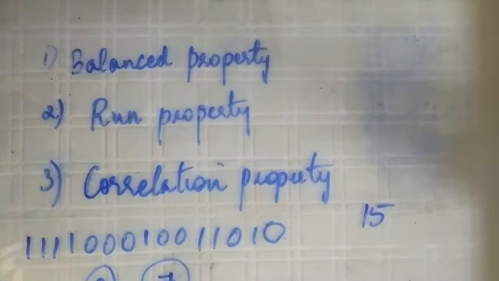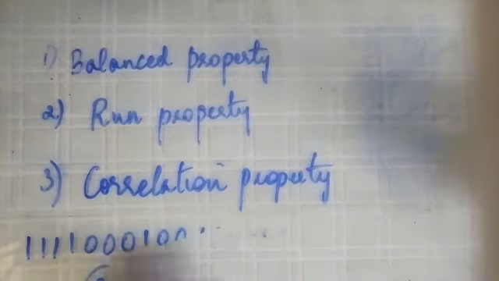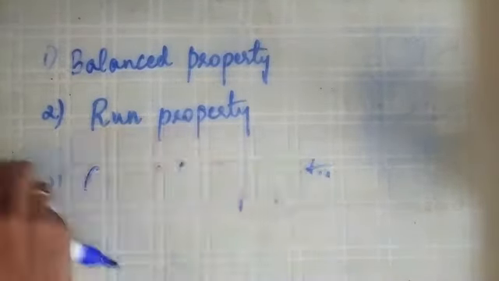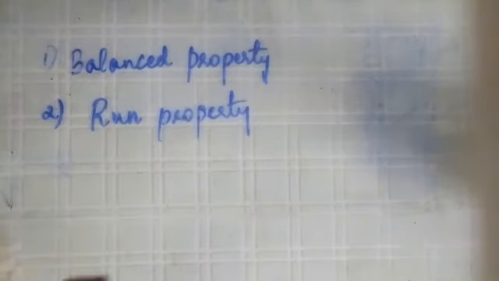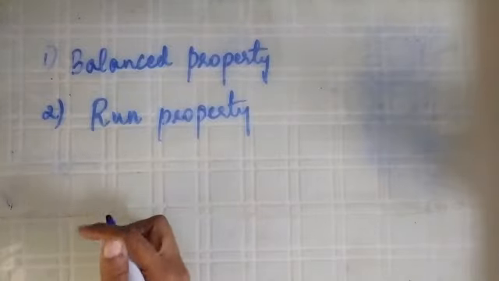The next property is the run property. What it says, the statement is a little lengthy, let me just read it out for you. Among the runs of ones and zeros in each period of a maximum length sequence, 1/2 of the runs of each kind are of length 1, 1/4 are of length 2, 1/8 are of length 3, and so on, as long as these fractions represent a meaningful number of runs. So that is the statement. Let me tell you what it means.